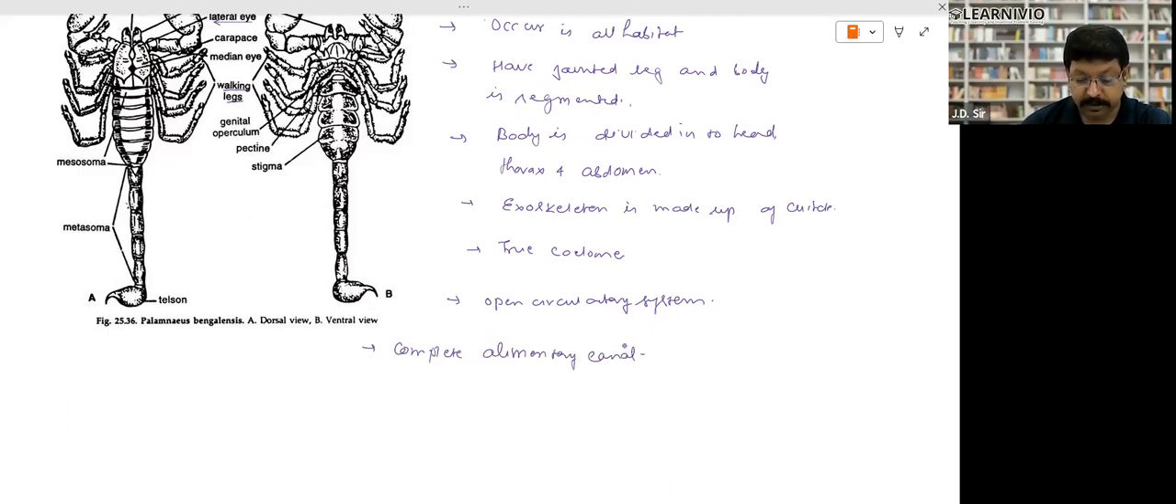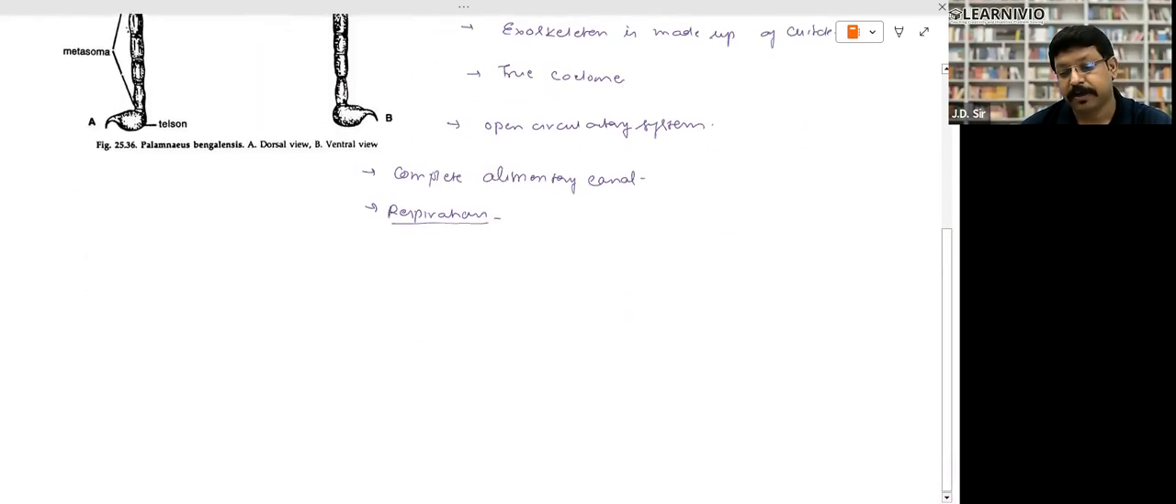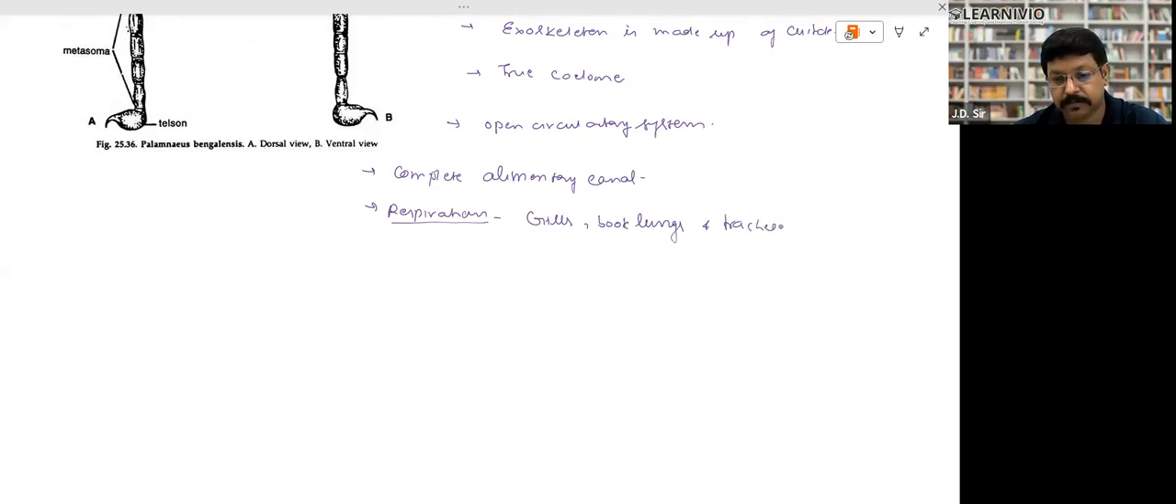And yes, respiration, even respiration I have told you. What are the respiratory organs? Gills, book lungs, and trachea. So respiration takes place through the body surface, book lungs, and trachea, right?